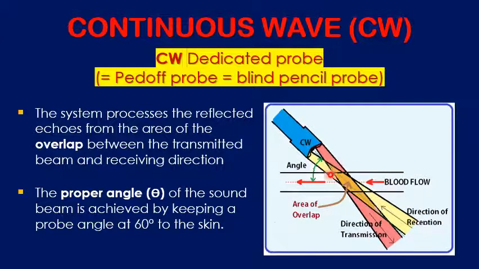So this overlap acts as if we have the sample volume in the pulse wave, but this sample volume here is huge. As you see here, it can accommodate one or more vessels in the area of overlap. Okay, so how can I adjust the angle then? Because I don't have an image. This is a non-imaging probe. It's not pulse wave, it's continuous wave, so I have no image here. How can I adjust the angle to be 60? By adjusting the angle of the probe to the skin to be 60, because most of the time the vessel is parallel to the skin.